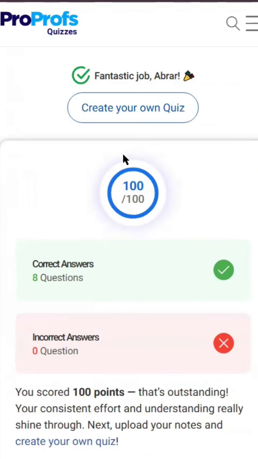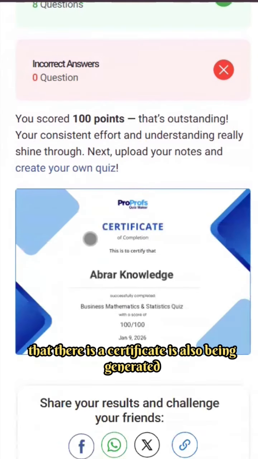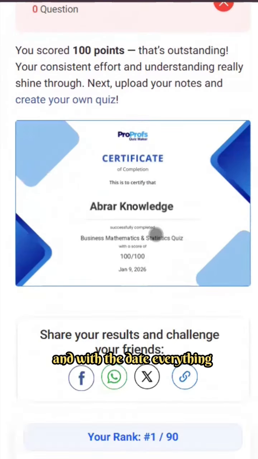Oh, we got 100 out of 100, and then you can see that a certificate is also being generated, with the date and everything.